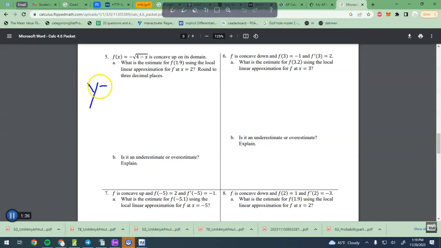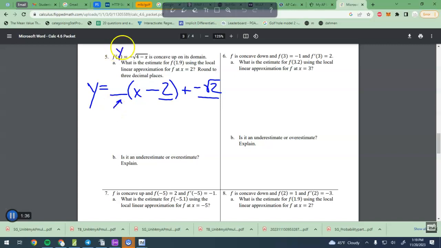Alright, so I gotta find the equation of the tangent line. So this is 2. How do I find the y line? Plug in 2 to the original, right? So 4 minus 2 is 2. So you end up with like negative square root of 2 here. That's weird. Okay. To find that, I have to find the slope.